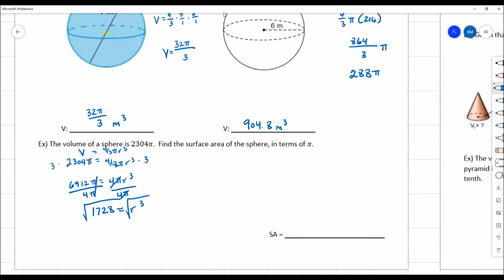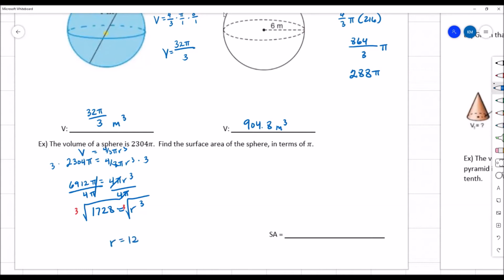Okay, so cube root, a little bit different than square root, just because we're going to have a 3 out here. It's basically the same as square root, except in order to get out of the house, we need 3. So cube root of 1,728. Cube root of 1728 equals 12.